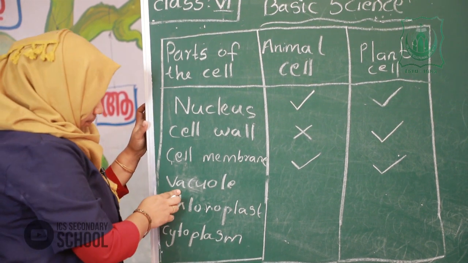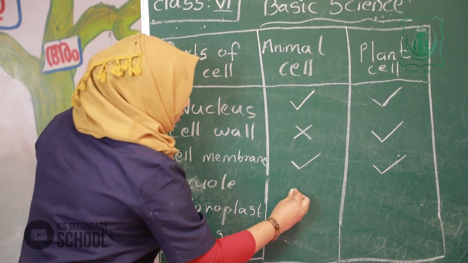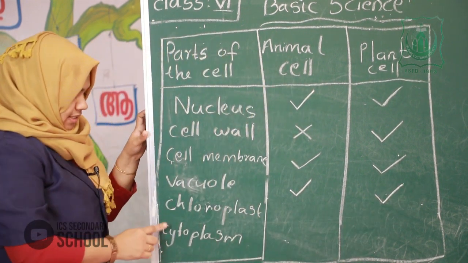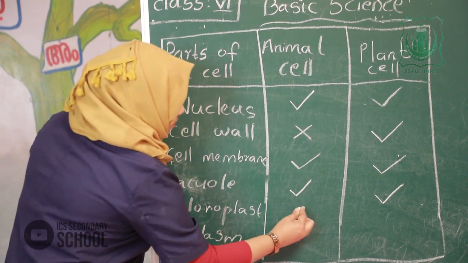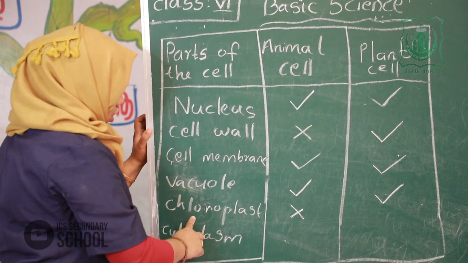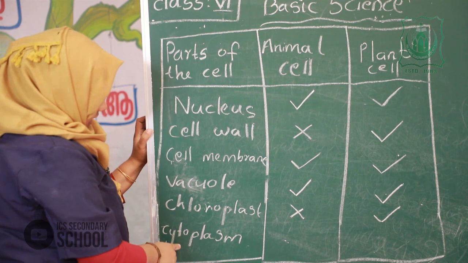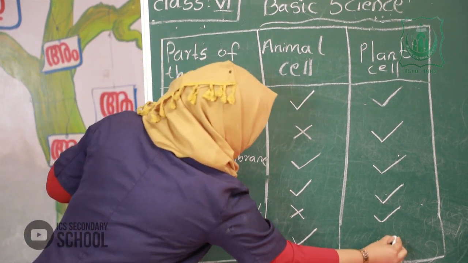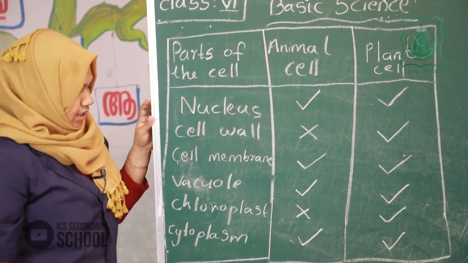Okay, next vacuole. Vacuoles are also in animal cell and plant cell. So put a tick mark. Then chloroplast. Is chloroplast in animal cell? No. So put a cross mark. It is in plant cell, so put a tick. Yes, then cytoplasm. Cytoplasm is in both cells, animal cell and plant cell. So we can put a tick mark.